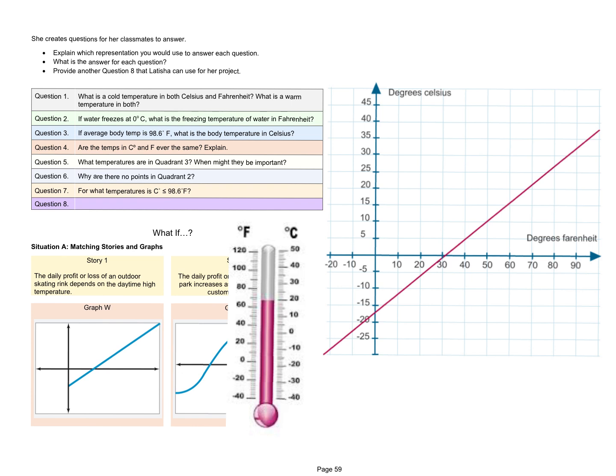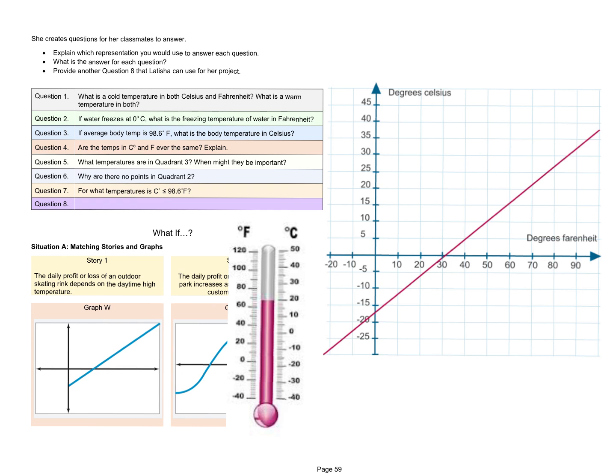All right, question 6, why are there no points in quadrant 2? In quadrant 2, you would have negative Fahrenheit but positive Celsius, and that's never going to happen. So there can't be any points in quadrant 2.